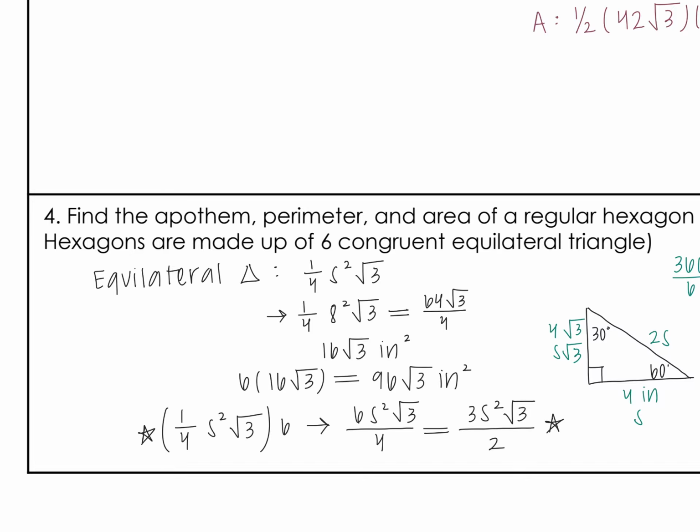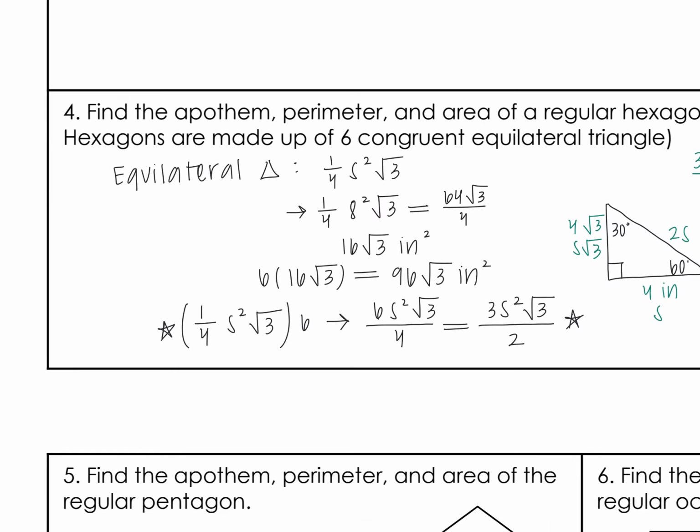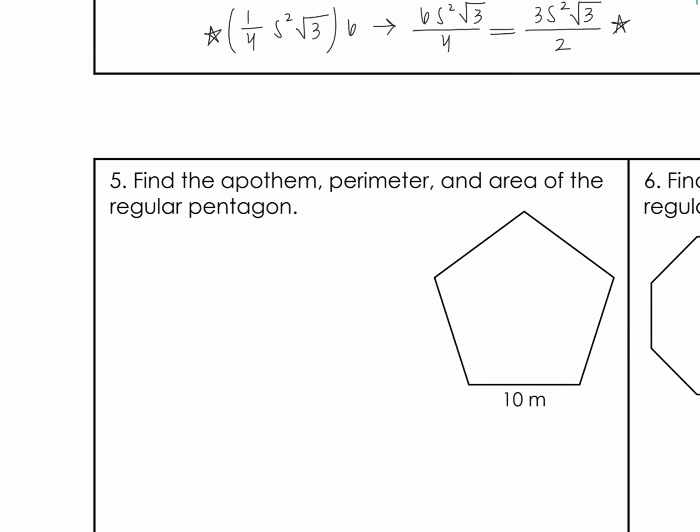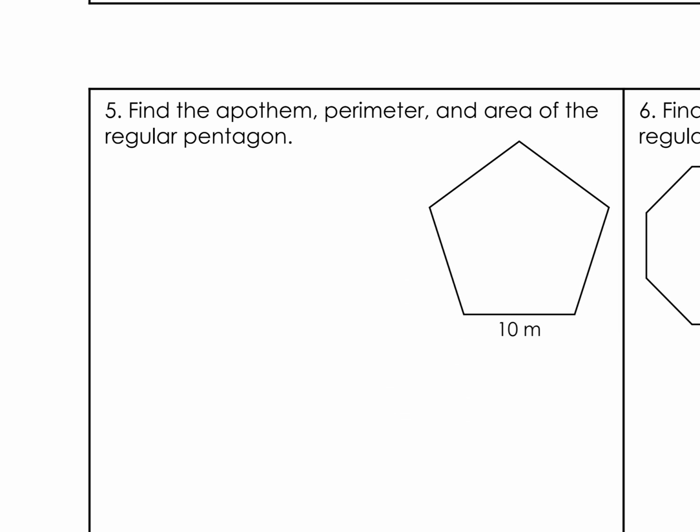All right, now let's move into our back side of these notes where we are going to incorporate our trigonometry. So starting off, for number 5, we are asked to find the apothem, the perimeter, and the area of this regular pentagon. Well, I can easily start by finding my perimeter by taking that side length of 10 and multiplying by 5 since it's a pentagon and has 5 sides.